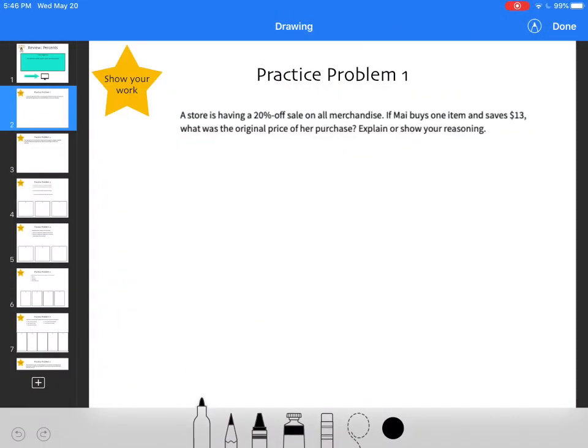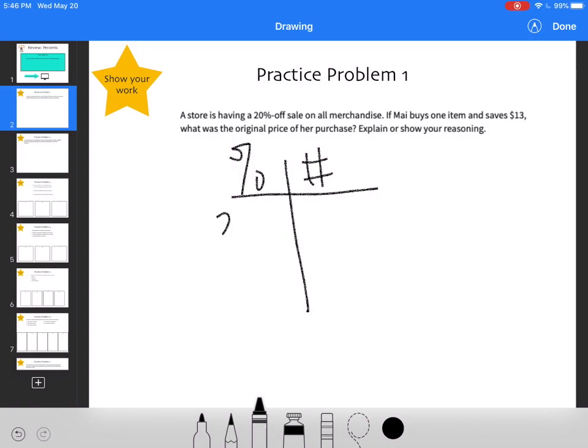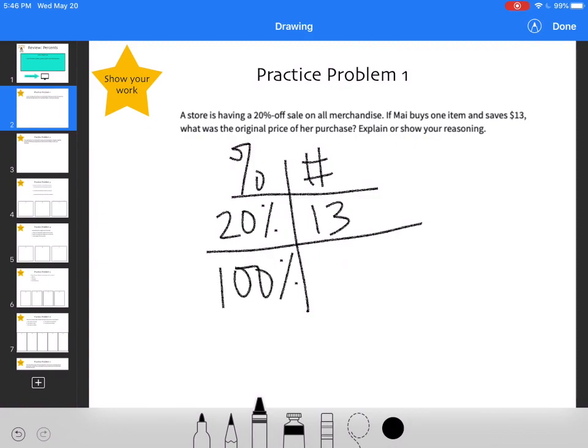So the first one says the store is having a 20% off sale on merchandise. If my buys one item and saves $13, what was the original price of her purchase? So I'm going to start with a table. I have my percent and my number. I know that 20% is equal to $13. So I have to figure out what 100% is, because that's the original price.